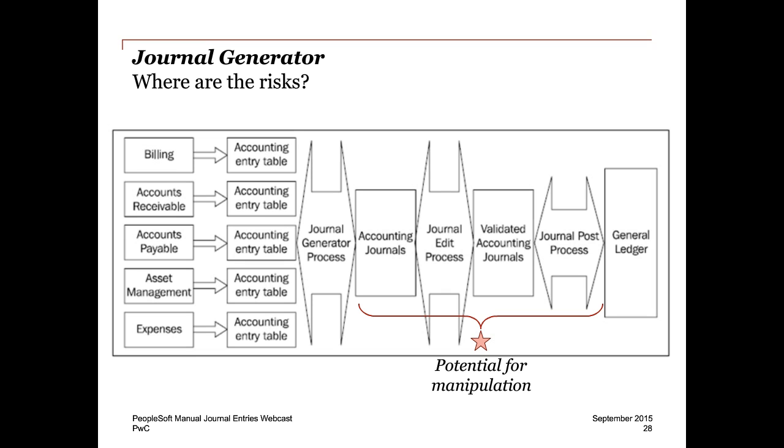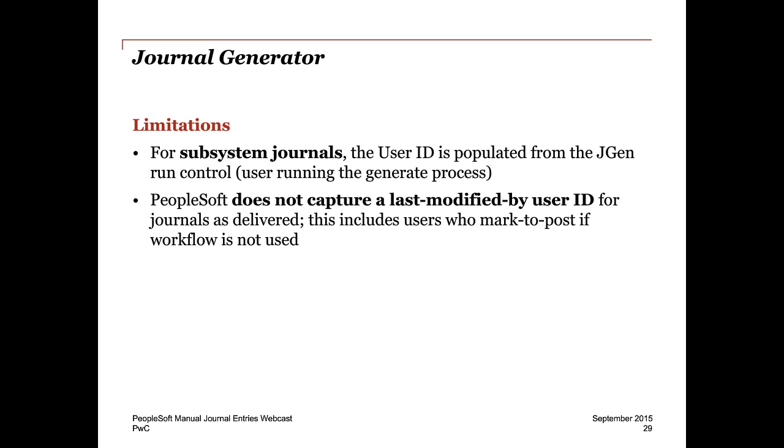There are also a couple of limitations with these journal-generated entries. So for these subsystem entries, the user ID is actually populated from the journal generator run control, meaning the user ID running journal generator is stamped on those entries in the GL, which can be beneficial from a tracking perspective, which Jake just alluded to. But unfortunately, PeopleSoft does not natively, in those transaction details, capture last modified by user ID. It only identifies the journal creator, which can pose some problems if you have some of these other risk elements in place that might allow a user to modify what appears to be a subsystem journal entry.